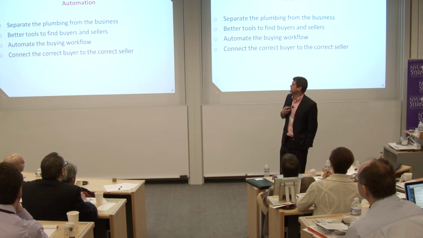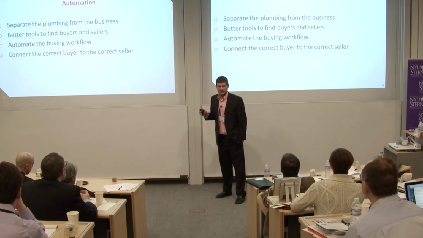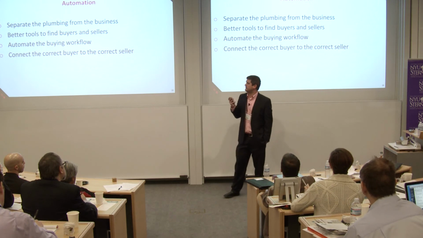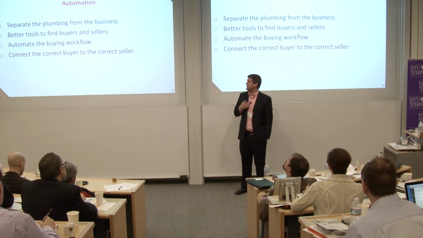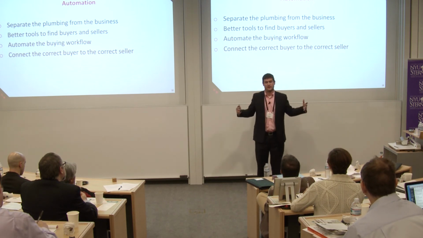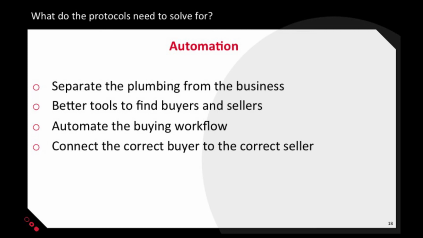So again, the protocols are all about solving for automation. We want to separate the plumbing from the business, get the plumbing out of the way, and let the buying and selling activity continue in its natural course and be as efficient as possible. And most of all, you want to create tools and ecosystems that automate the buying workflow and enable buyers and sellers to find each other. That turns out to be a fairly large problem as the number of advertisers that enter this marketplace increases and the number of websites increases. It becomes difficult to find things. For the same reason we need search engines, we need a better way for buyers and sellers to find each other. So the ultimate goal is to connect the correct buyer to the correct seller with these protocols.